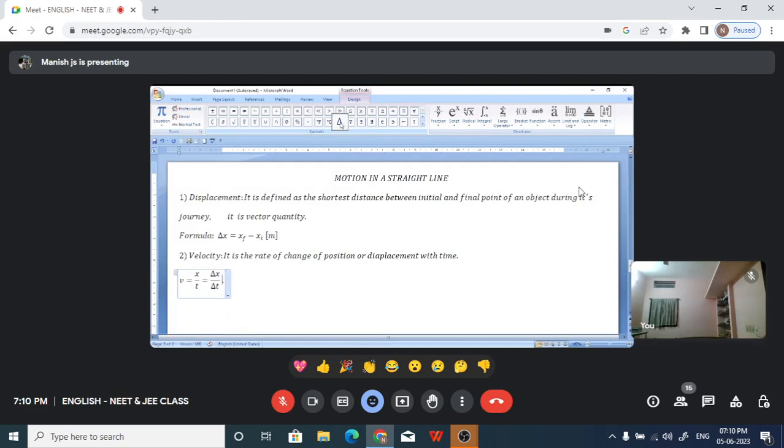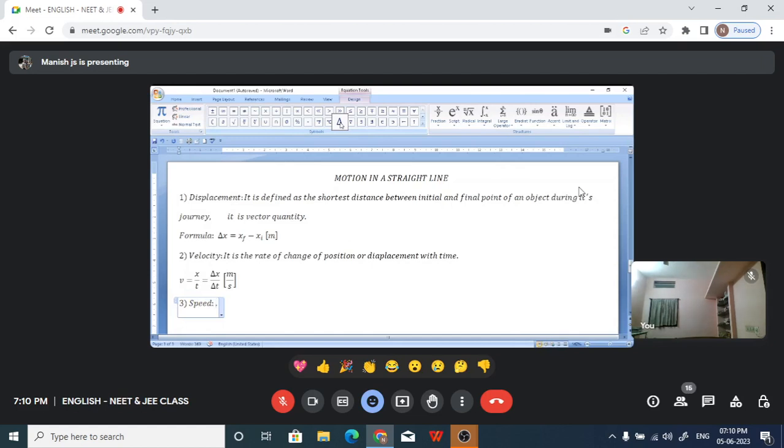So this is the formula, and the unit is meters per second. That's the unit for velocity. Simple. And velocity is also a vector quantity, as you know. Okay. Next we have speed. What is the definition for speed and the formula for speed?